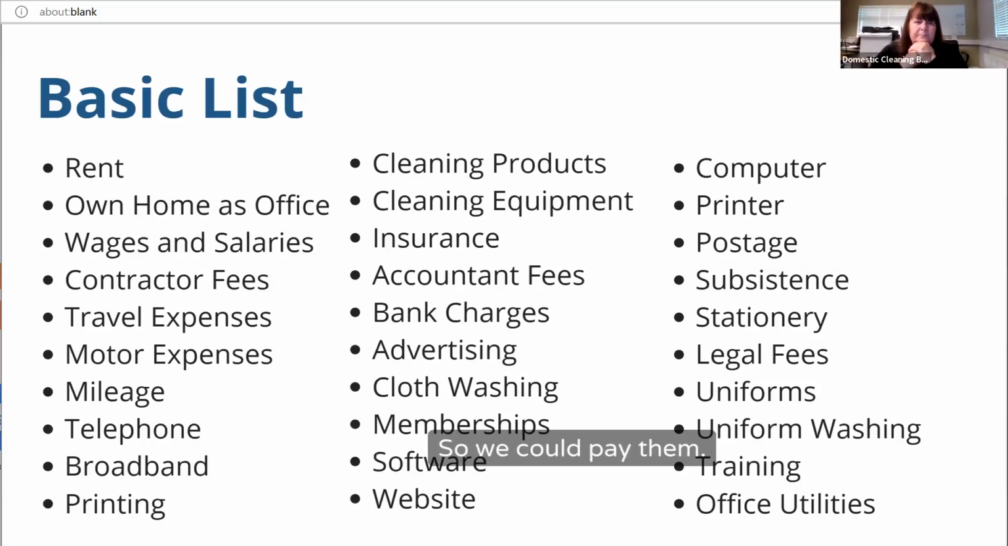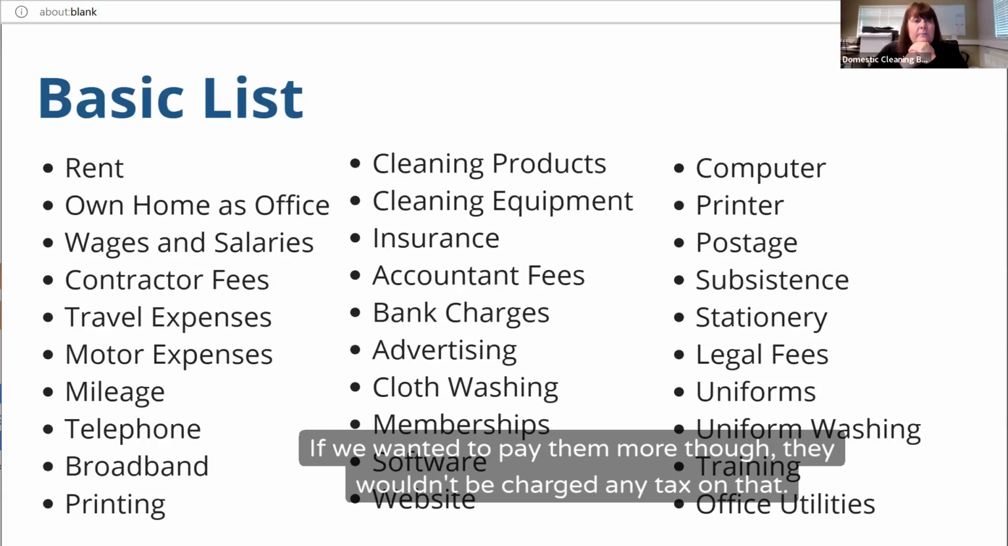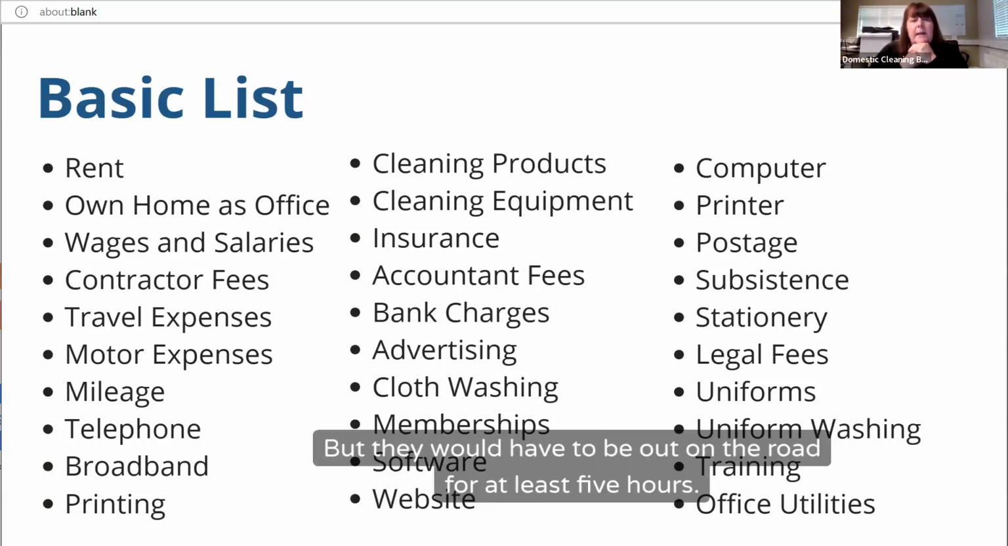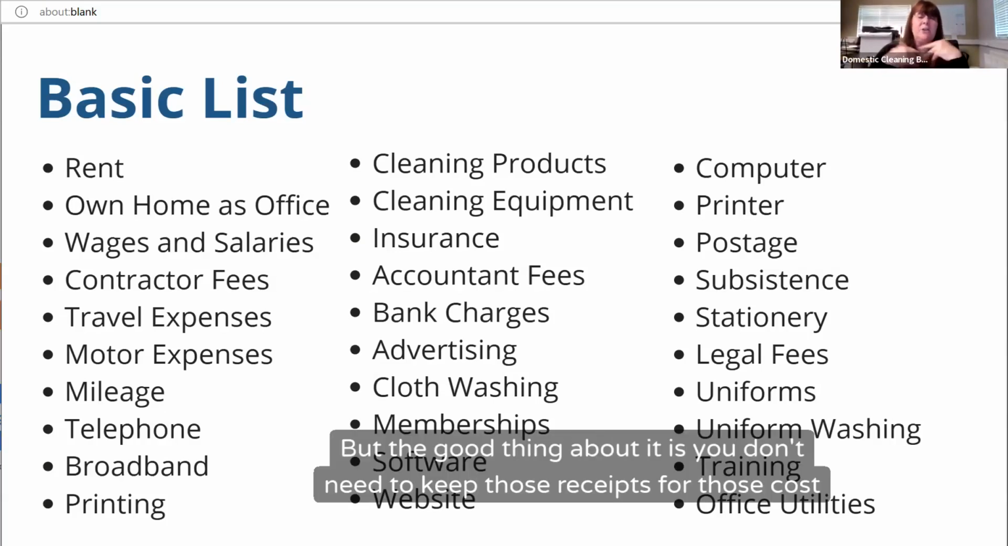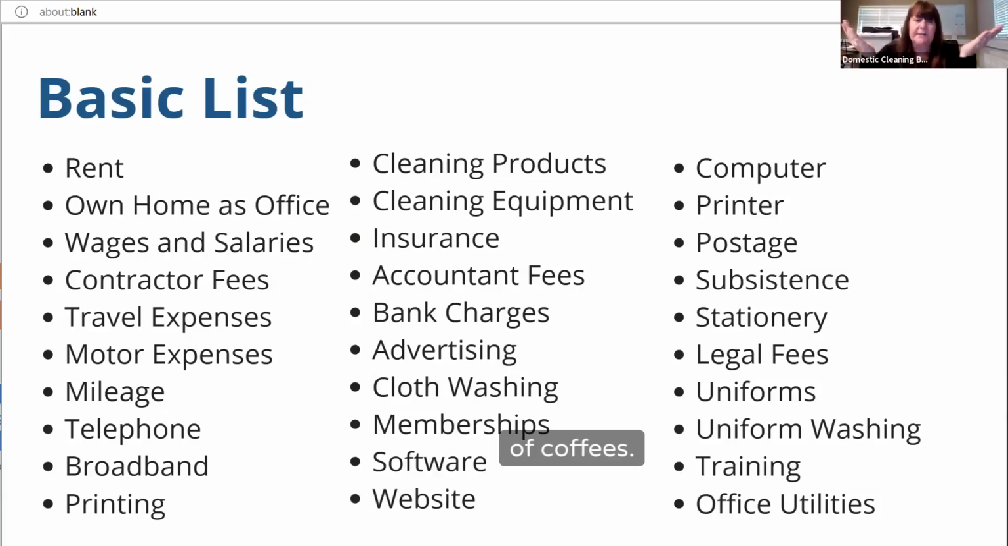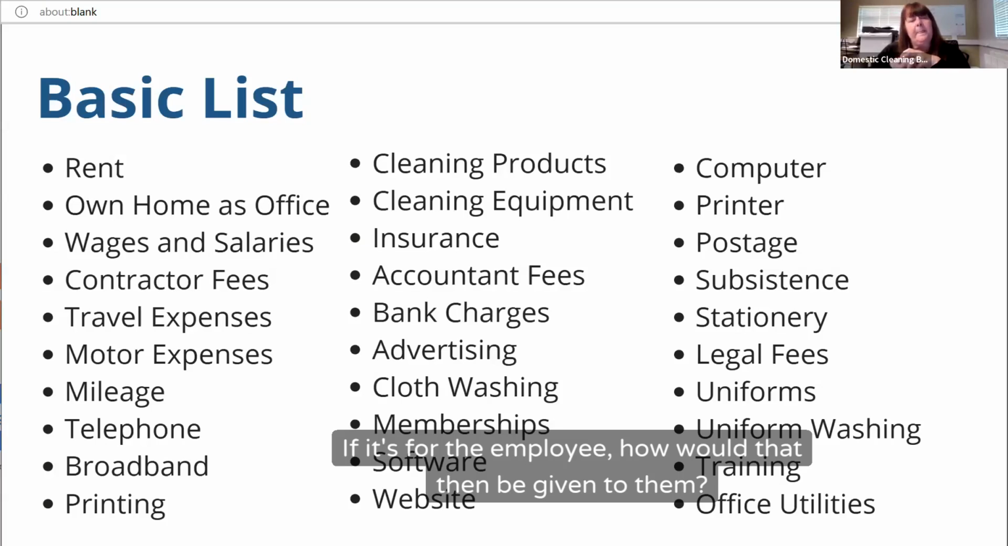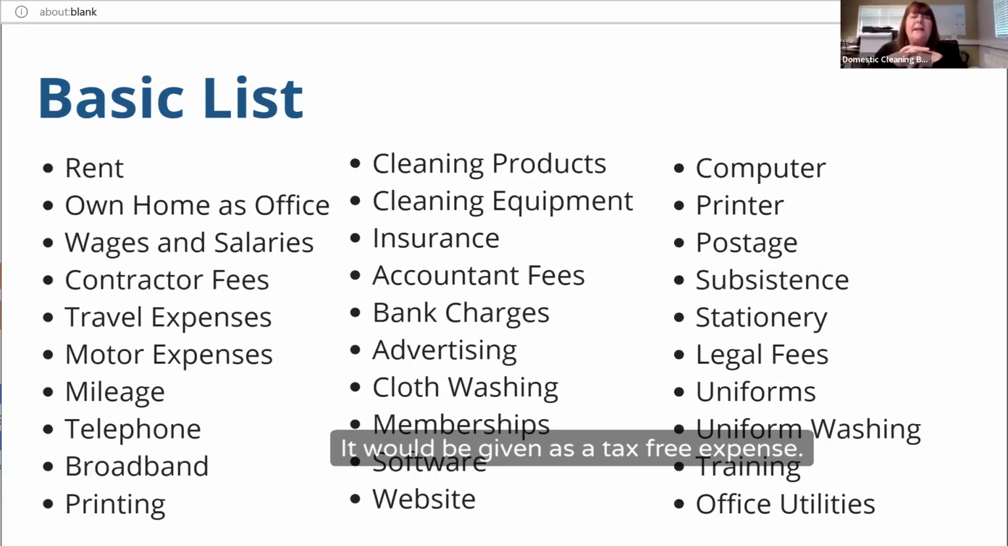Oh, hang on. So we could pay them. If we wanted to pay them more, though, they wouldn't be charged any tax on that. That would be just a payment. Yeah, but they would have to be out on the road for at least 5 hours. Okay. The good thing about it is you don't need to keep those receipts for those Costa coffees. If it's for the employee, how would that then be given to them? It would be given as a tax-free expense.